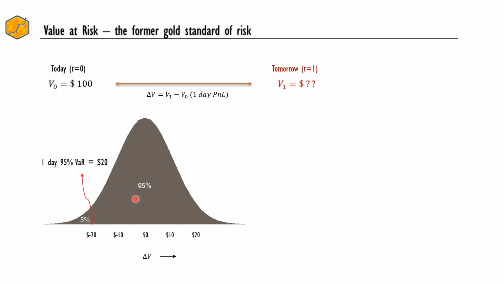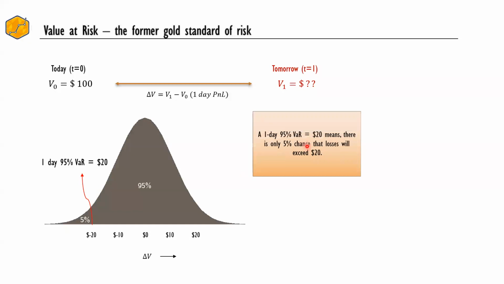So for example, let's say in our scenario it is $20. So we'll say one day, 95% value at risk is $20, right? What does that mean? Please remember, on the x-axis, we have delta V, which is P&L, okay? And this is the distribution. One day 95% value at risk, which is $20, means that there is only 5% chance that the loss will exceed $20. We can also reinterpret this as there is 95% chance that losses will be less than $20. Okay, two interpretations.